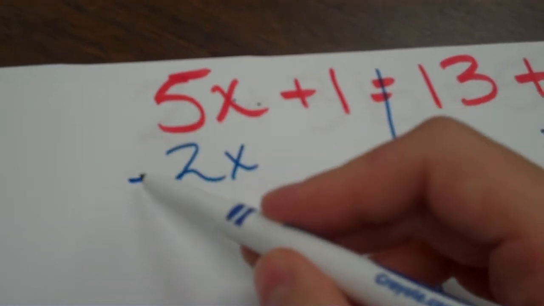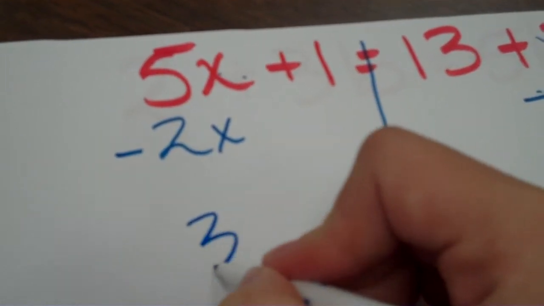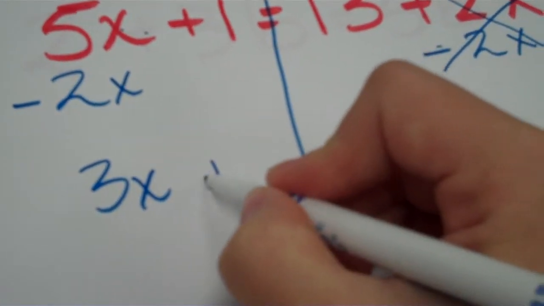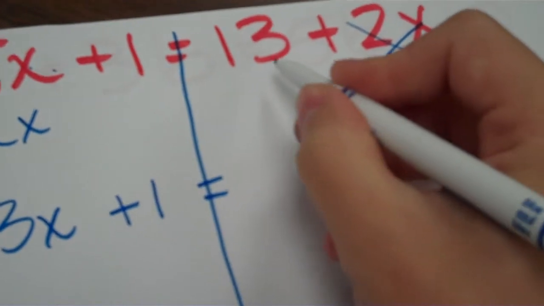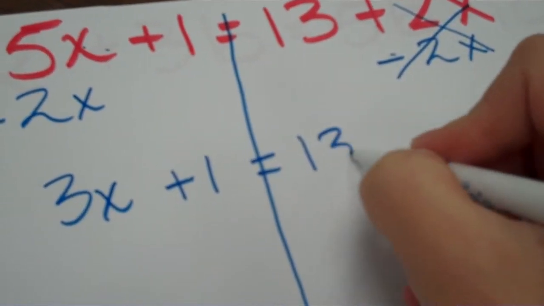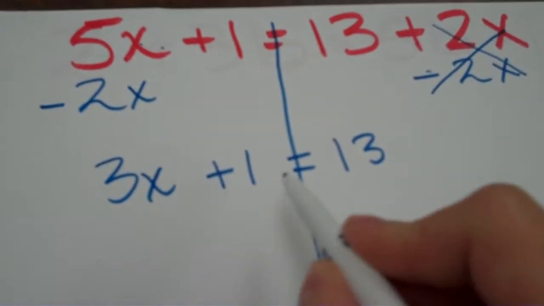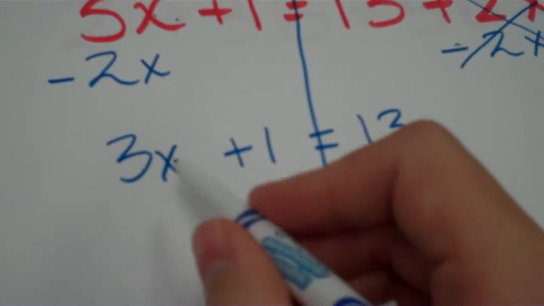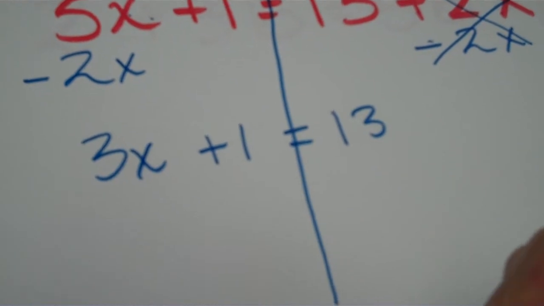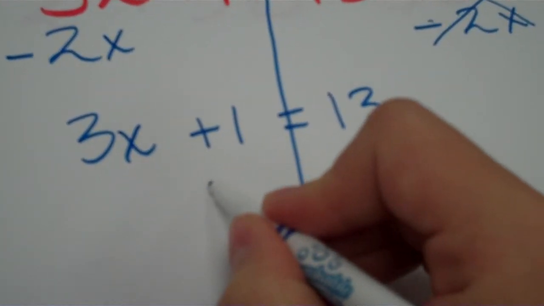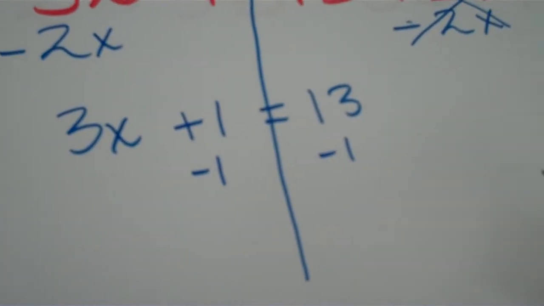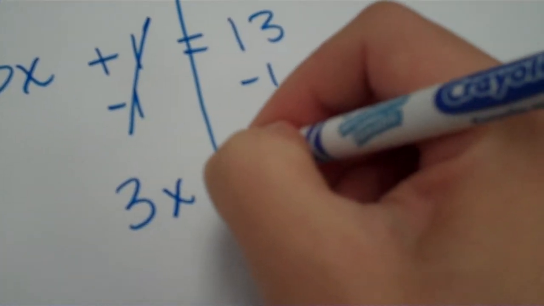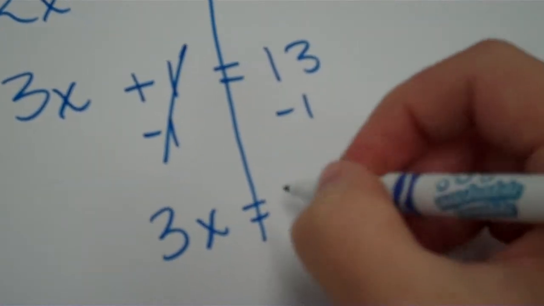So 5X minus 2X is 3X, right? My plus 1 comes down, and then my 13 comes down. Now this should look very familiar. After that first step, then it's easy, right? Your X, that's your best friend. I'm kicking this guy out. The opposite of adding 1 is subtracting 1, okay? Those go away. 3X equals 13 minus 1 is 12.